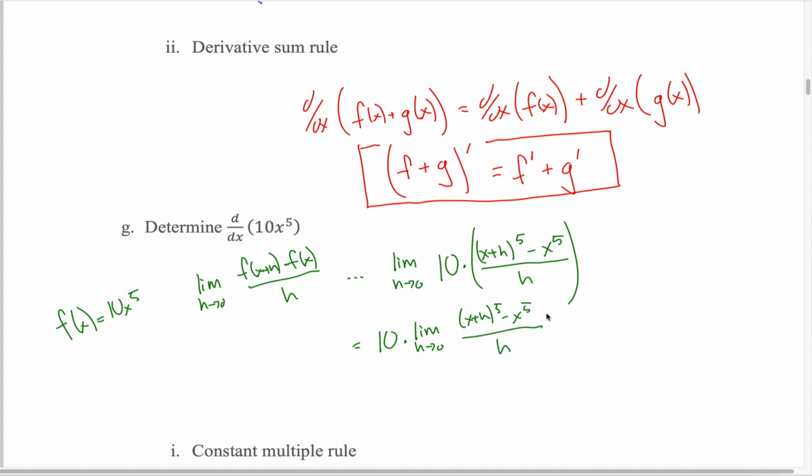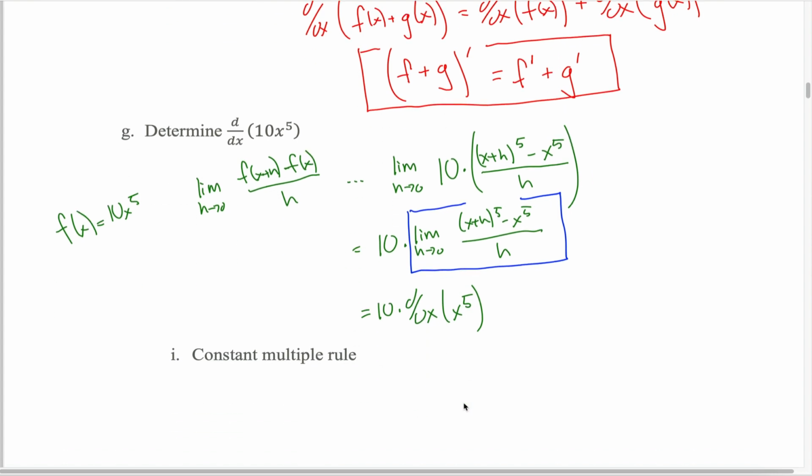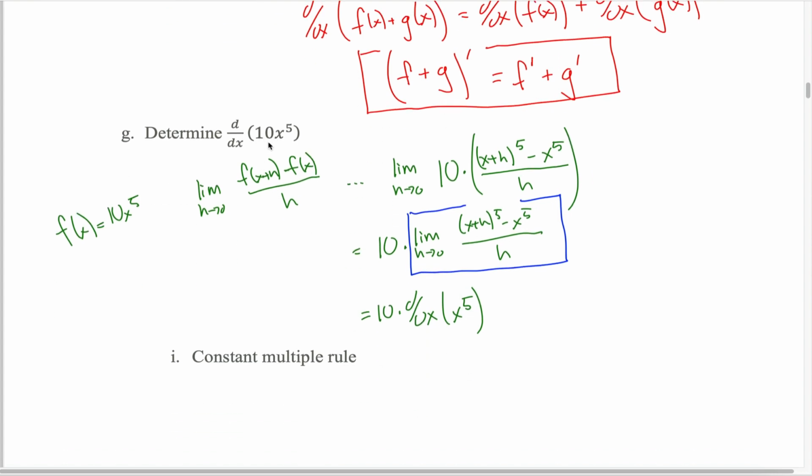And much like above, this expression is something that we recognize. This expression in blue is the derivative of x to the fifth power. So what we're saying is that the derivative of 10x to the fifth power is just 10 times the derivative of x to the fifth power. Note that we're just taking the derivative of the x to the fifth, not the 10. The 10 is written before this verb, which means take the derivative of the parentheses. Up here, I still need to take the derivative of the 10. I'm taking the derivative of this entire thing.